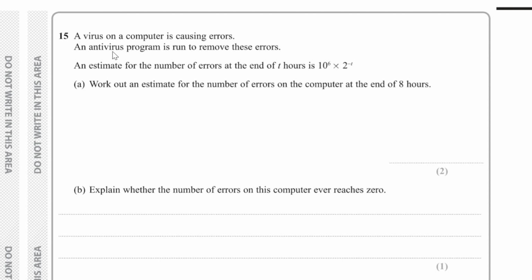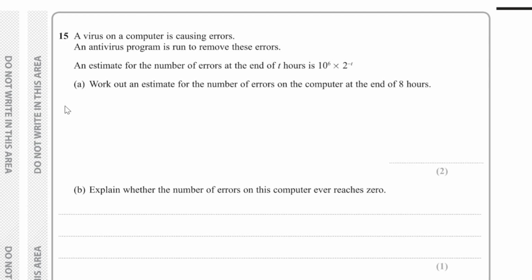Question 15. A virus on a computer is causing errors. An antivirus program is to remove these errors. An estimate for the number of errors at the end of t hours is 10 to the 6 times 2 to the minus t. We have to work out an estimate for the number of errors on the computer at the end of 8 hours.